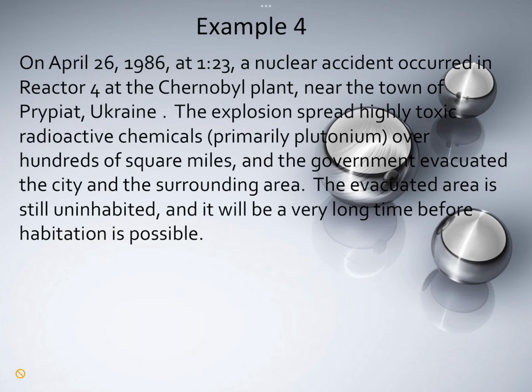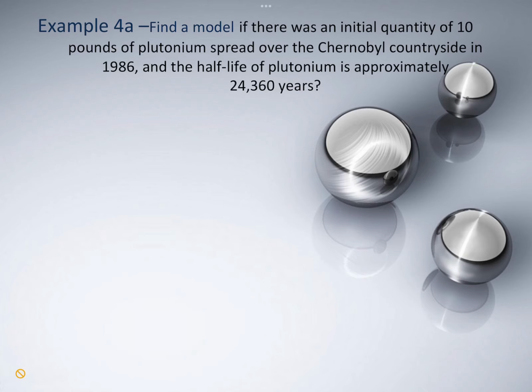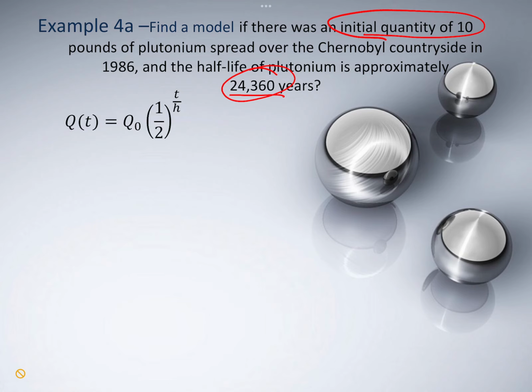So we're going to use that scenario to kind of look at things. So in that scenario, the initial quantity of 10 pounds of plutonium was spread over the countryside in 1986. We know the half-life for plutonium is 24,360. So we want to find a model from that. So we know our initial quantity and we know our half-life, so we can just plug that in. Here's our initial model. We know our Q0 is the 10 right here. Our half-life is the 24,360, so we're just going to plug that in, and there is our model.